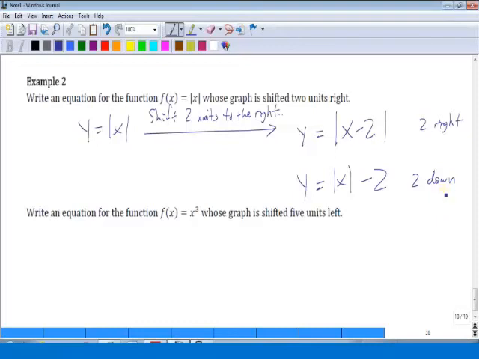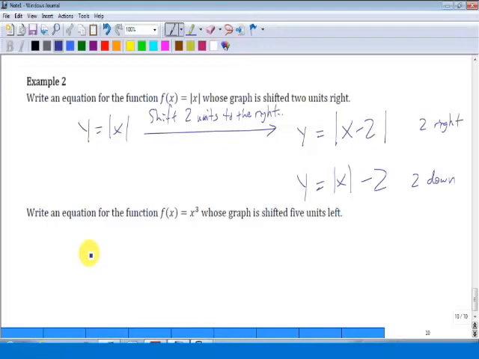Inside the absolute value bars, it affects the x coordinate because it happens before the function is actually evaluated, before you take the absolute value. But if it's outside, you take the absolute value first, and then it really just affects the y coordinate. Shifts it 2 units down.